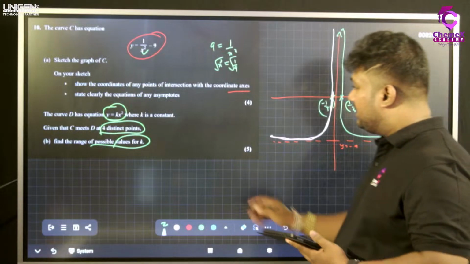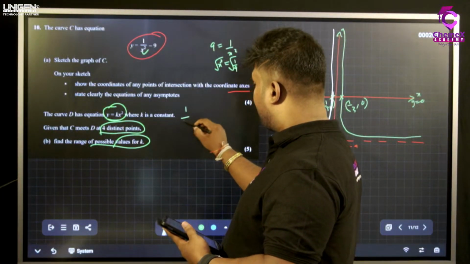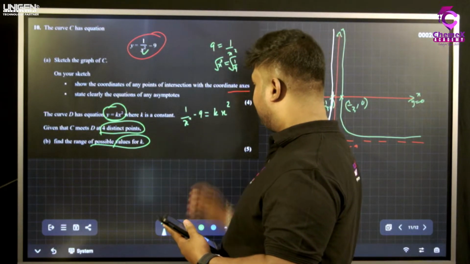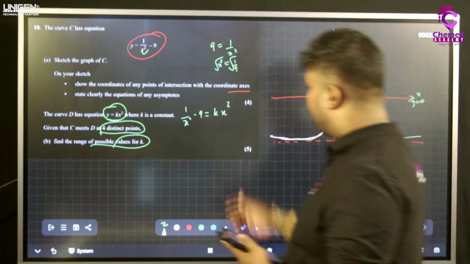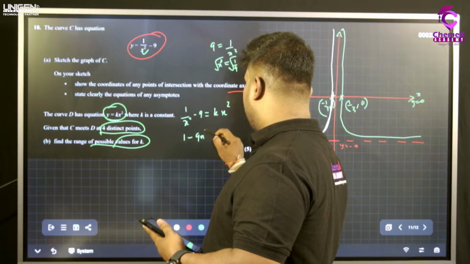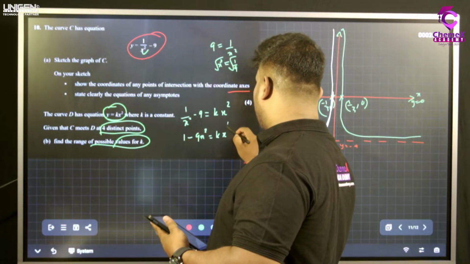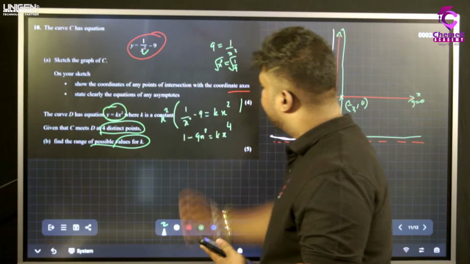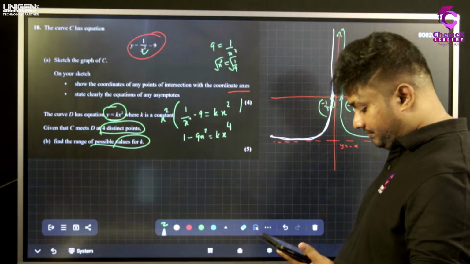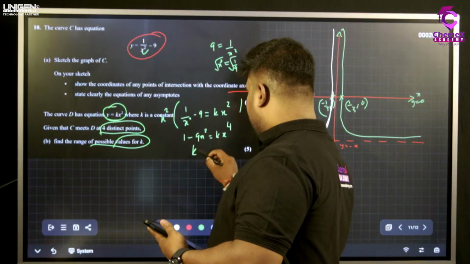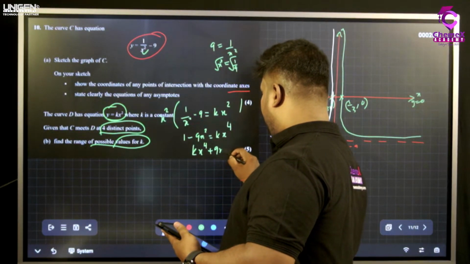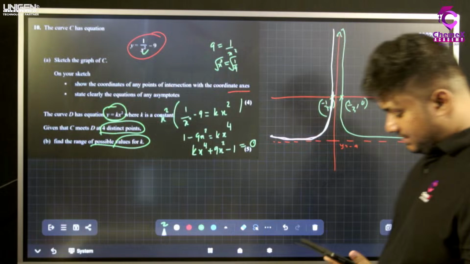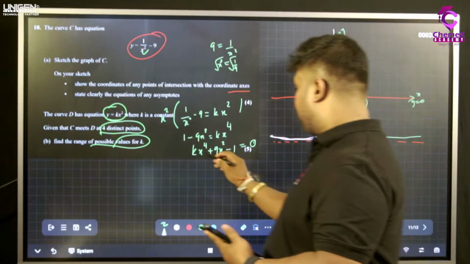So what we do is set 1 over x squared minus 9 equal to kx squared. Then multiply everything by x squared: 9x squared equals kx to the 4. How did it become kx to the 4? I just multiplied the whole equation by x squared. Then kx to the 4 plus 9x squared minus 1 equals 0. Okay, then let kx squared be y.